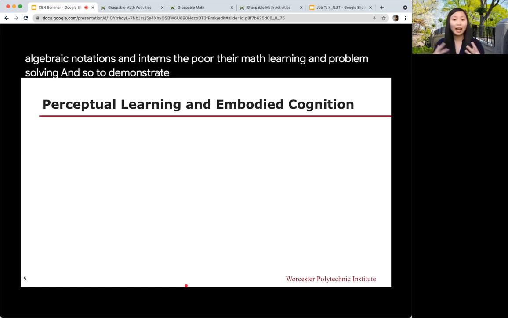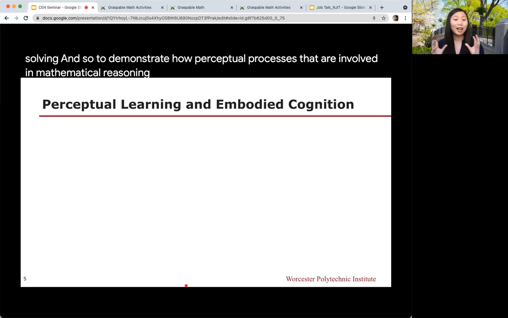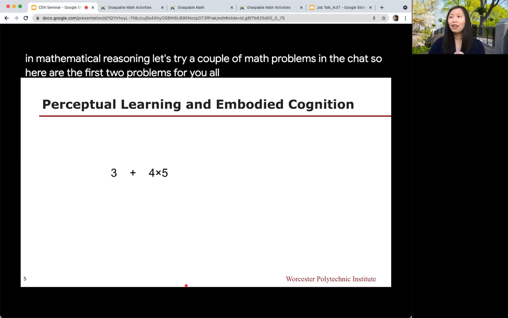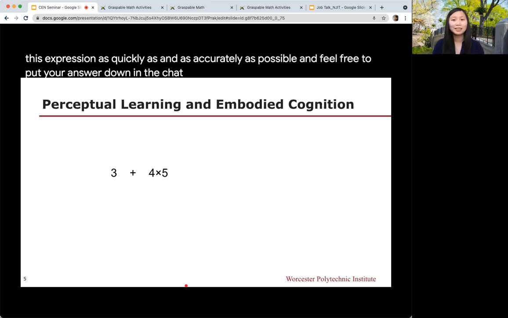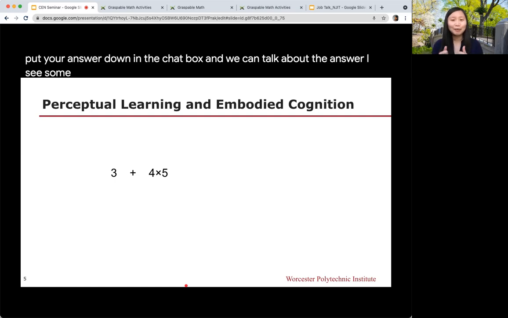To demonstrate how perceptual processes are involved in mathematical reasoning, let's try a couple of math problems in the chat. Here are the first 2 problems for you all. Here's the first one. Please solve this expression as quickly and as accurately as possible, and feel free to put your answer down in the chat box and we can talk about the answers. Awesome. I see some answers popping up in the chat box already. Thank you all for participating.